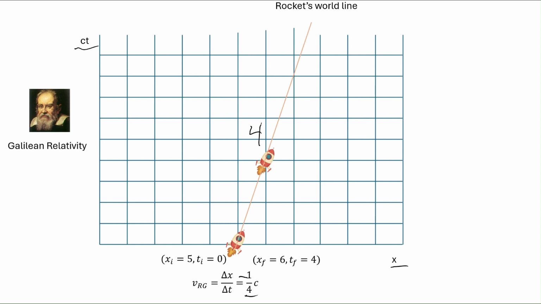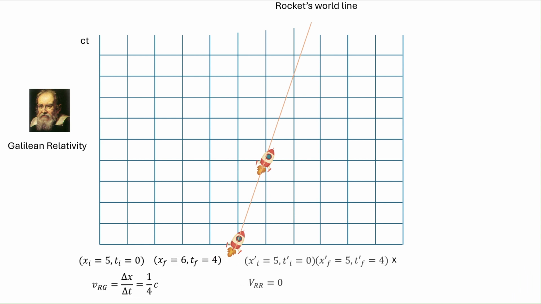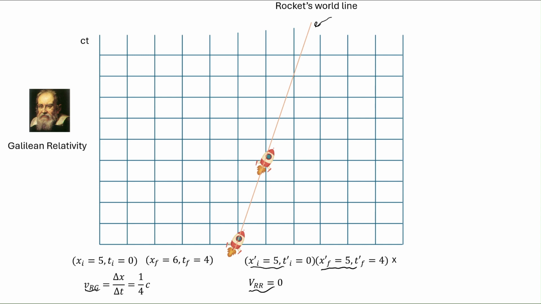Okay, now let's think about it from the rocket's point of view. From the rocket's point of view, it considers itself at rest. In other words, I said the velocity of the rocket relative to the ground here, but the velocity of the rocket relative to the rocket is 0. And that means that as far as the rocket's concerned, its measurement is that it starts at 5 and ends at 5. And so therefore it's 0. This line, this is the world line I was talking about, that's called the rocket's world line.